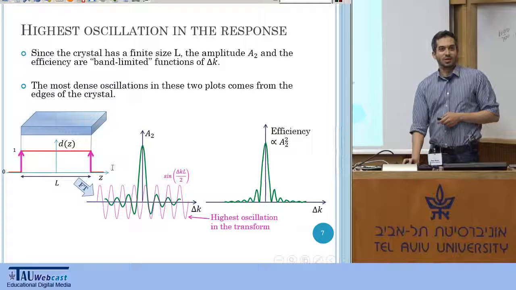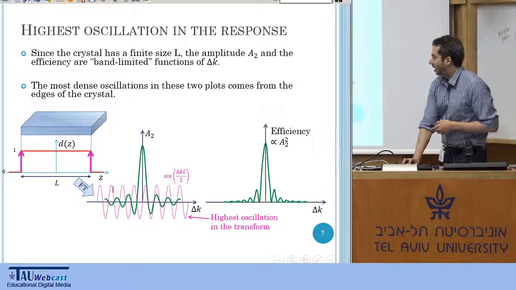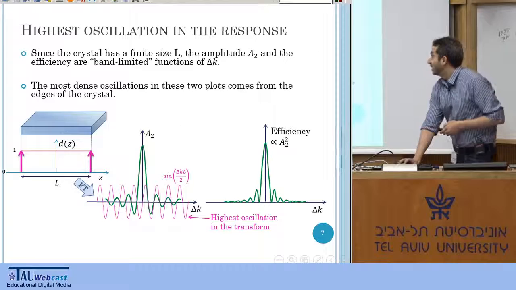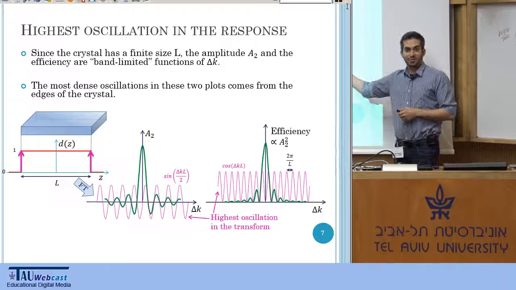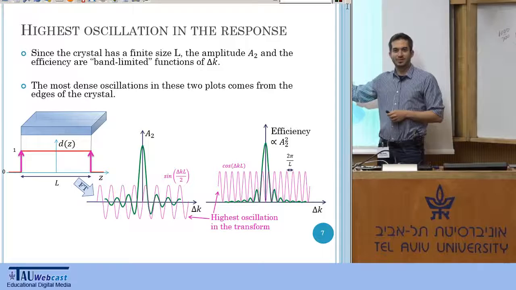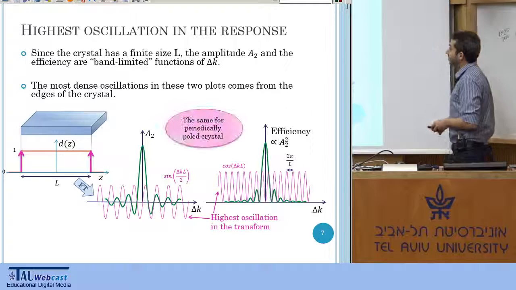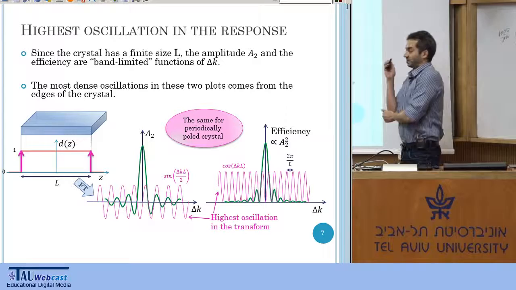So if I look at two delta functions at the edges of the crystal, and I see how they appear after the transform, we see this frequency. And after squaring it, we get the same frequency in the efficiency plot. So this is the highest frequency we expect to see here in this efficiency plot. And the same goes for the periodically poled crystal because it's simply the same response, only shifted.